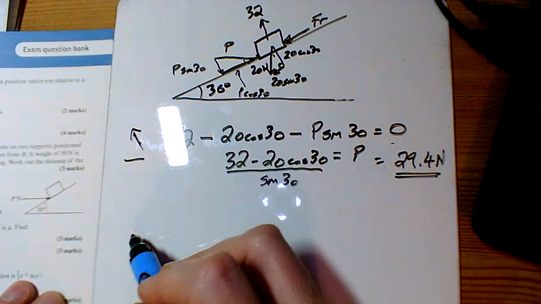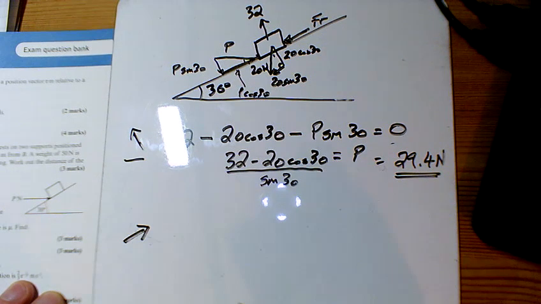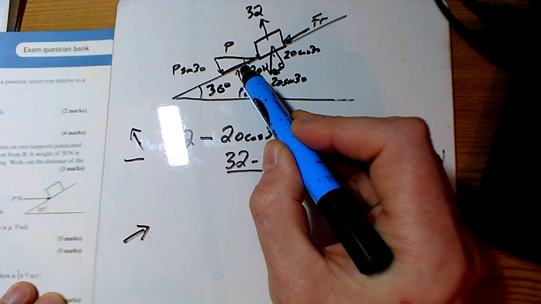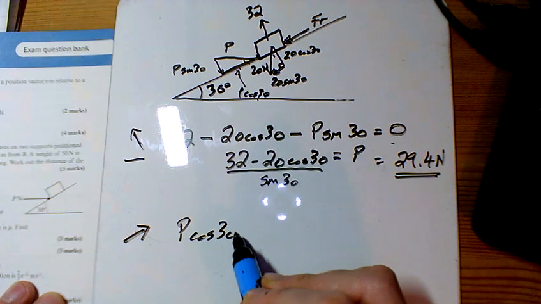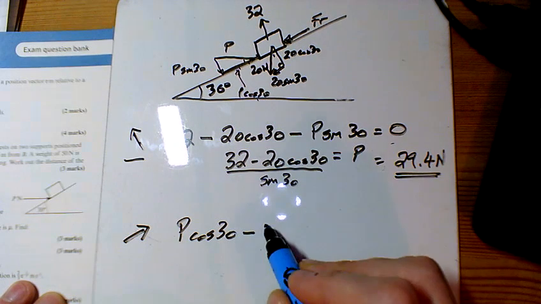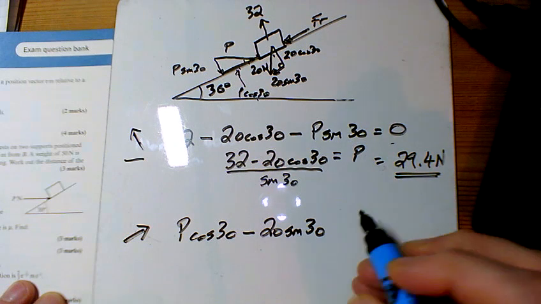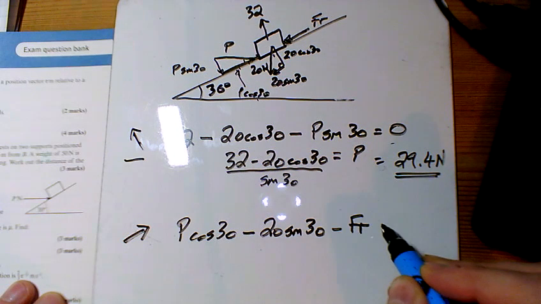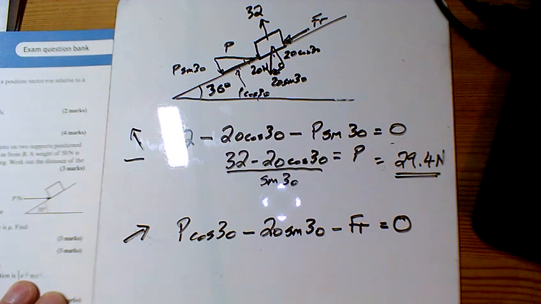And now to find the value of mu, we're now going to be looking at the forces in the other direction. So let's see what forces are taking it up the slope. So we've got this value here, this P cos 30 is pushing it up the slope. We know what P is now. What's stopping it is the 20 sine 30. And what's also stopping it is the friction. And it's on the point of slipping, so it still equals 0. It's not moving yet. We'll put an equals 0 in there.